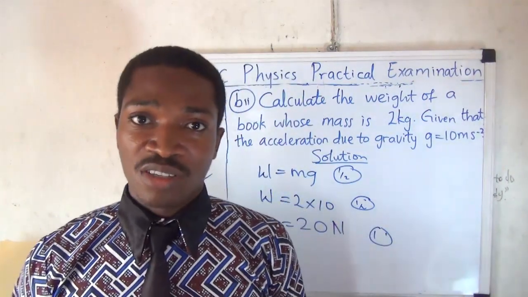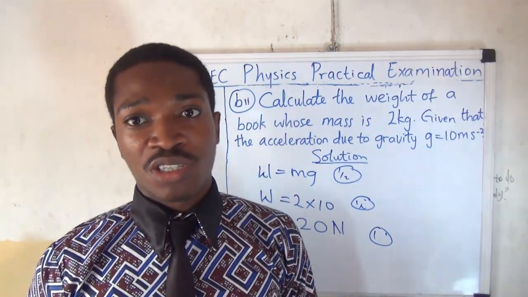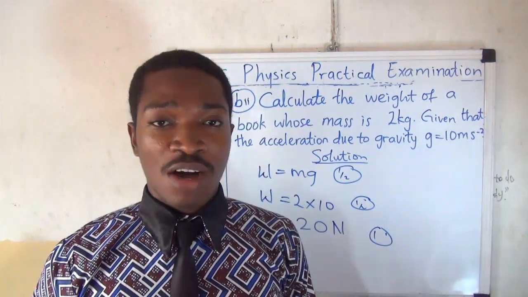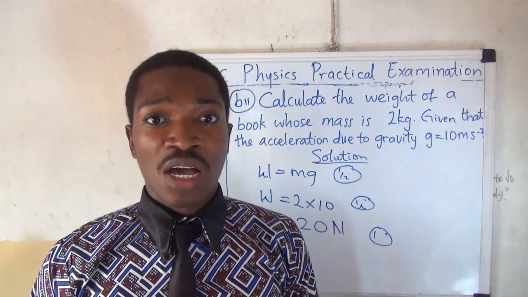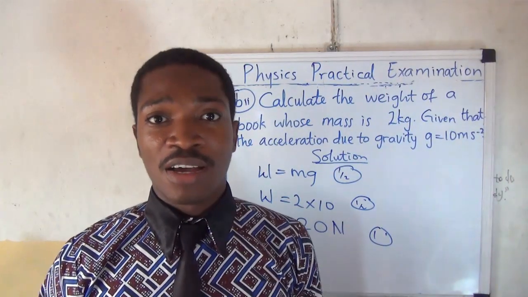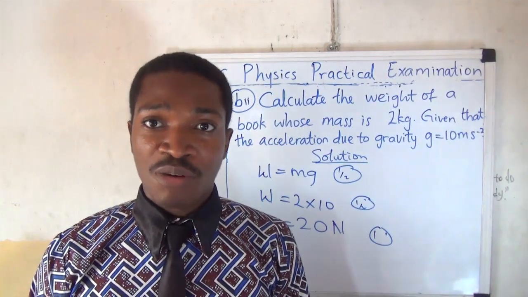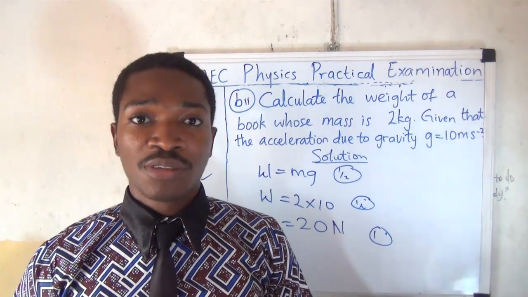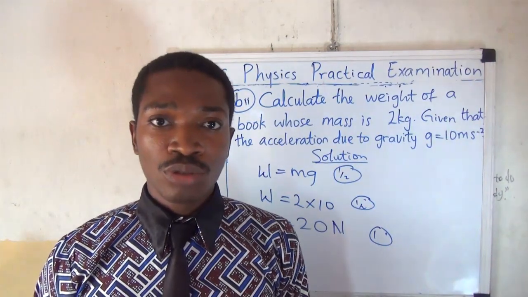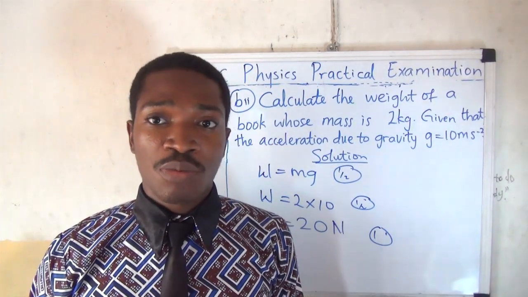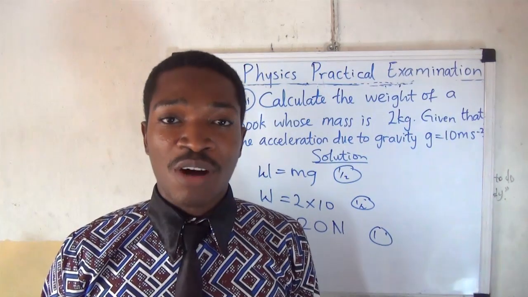The only difference is when you are stating your precaution in your GCE. You don't say I avoided zero error. You say I would avoid zero error. I would avoid parallax error, because you would not actually perform the practical. You'll be given the values.